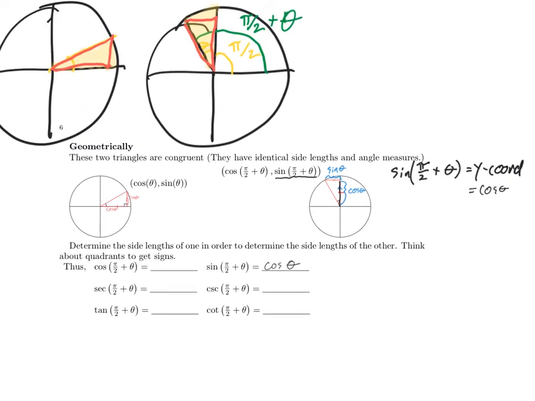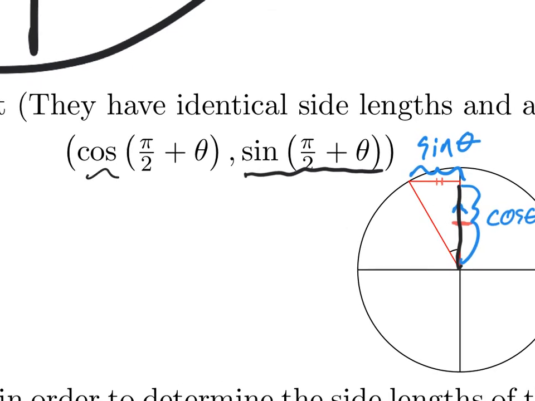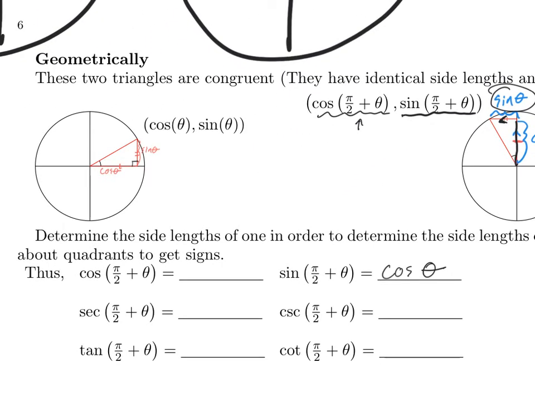Now let's think about cosine. So cosine should be the x-coordinate. So the x-coordinate is how far to the right do you go? Well, it looks like you don't go right at all. You go left. Well, that means you're traveling in the negative x direction, a length of sine of theta. So this x-coordinate is exactly negative sine theta. So cosine of pi over 2 plus theta is negative the sine of theta. Nice.